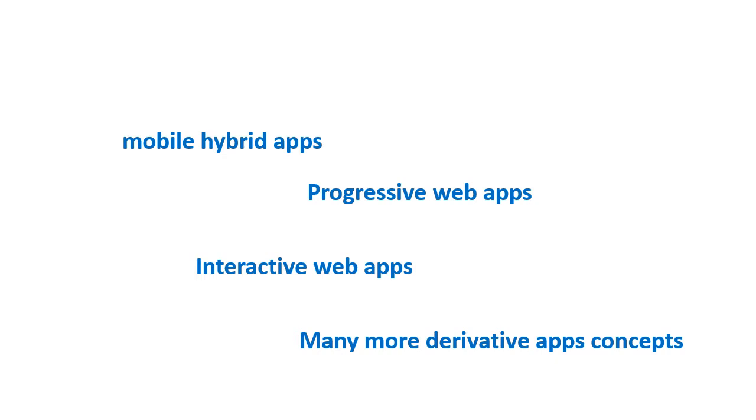Due to the characteristics that we want to acquire and so on, it gives birth to different applications such as mobile hybrid, progressive web, and there are some other derivative concepts that have been developed. But the basic features are what we have just discussed.